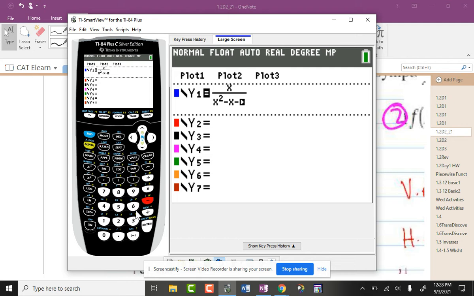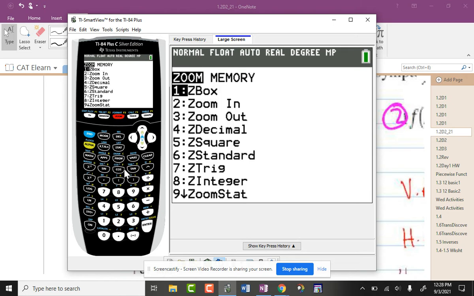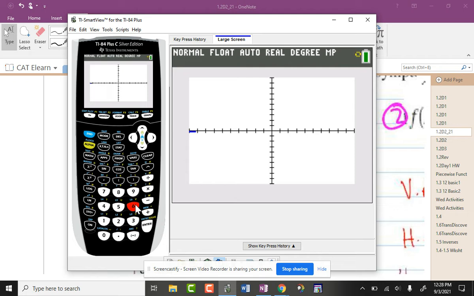Minus 2. Sorry for being so slow here. At least, hey, you can't say I'm doing the notes fast at this point. And then I think we zoomed standard yesterday, but I'll just do it again just to make sure. And there we go. And now you make connections.